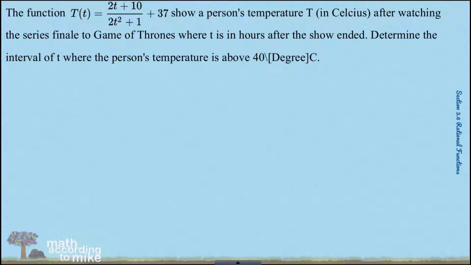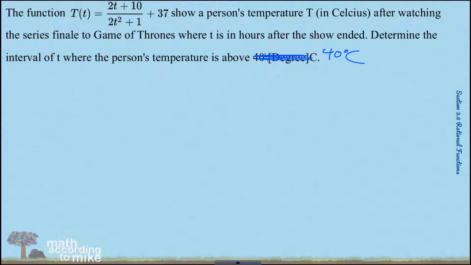The function T(t) = (2t + 10)/(2t² + 1) + 37 shows a person's temperature, big T, in Celsius after watching the Series 5 finale of Game of Thrones. Why was it so terrible? We're little t in hours. Determine the interval of t where a person's temperature is above 40 degrees Celsius.